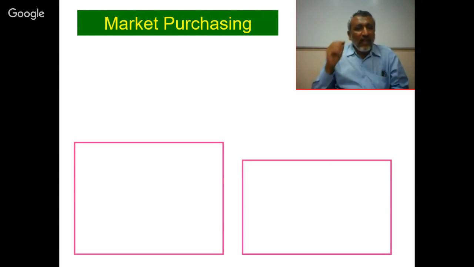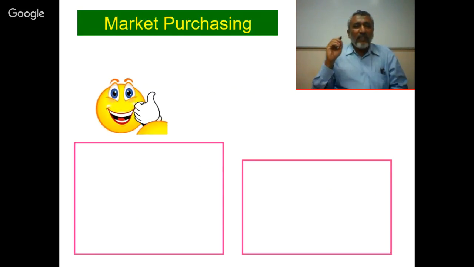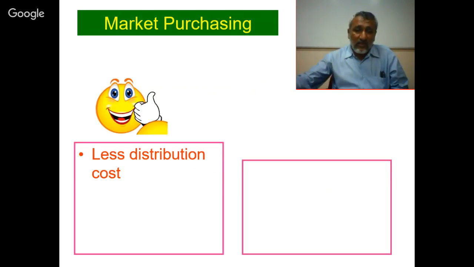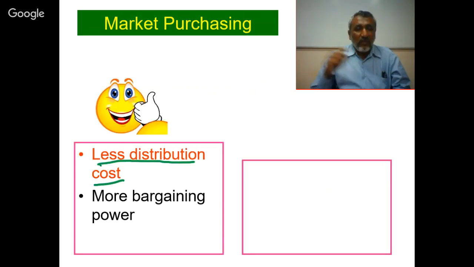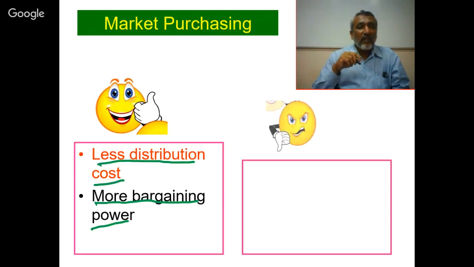Let us now discuss the advantages and limitations of market purchasing. First, let us discuss the advantages. There will be less distribution cost. That is because when the material purchase is done in very large quantities, the distribution cost per unit is going to come down. The company has high bargaining power because of the large quantities of purchasing. It can buy more competitively, it can negotiate with the suppliers, and it can get the most economical price in the market.